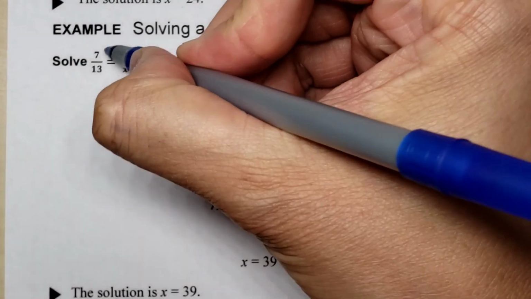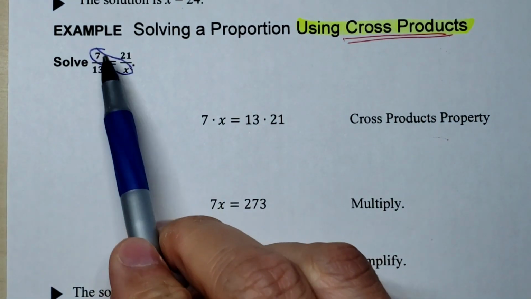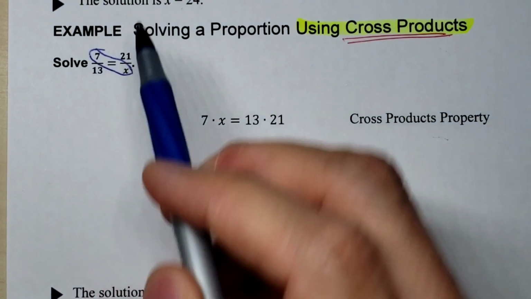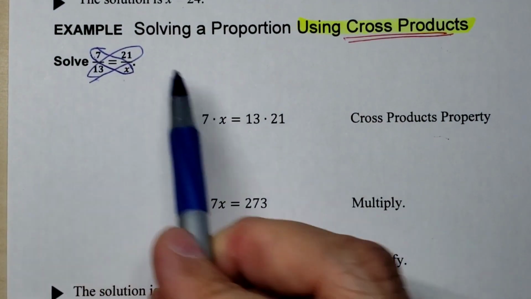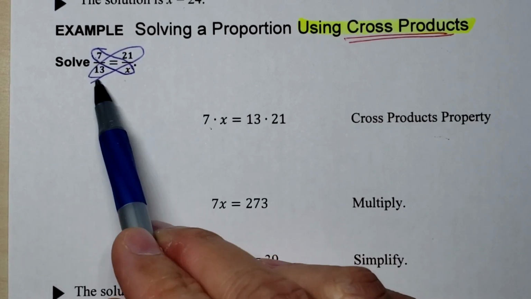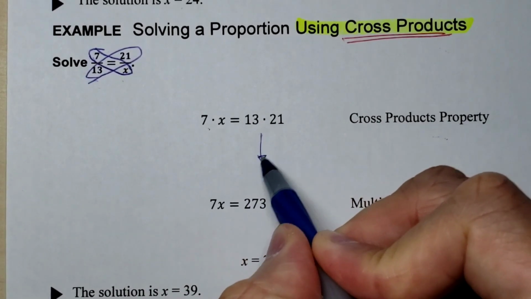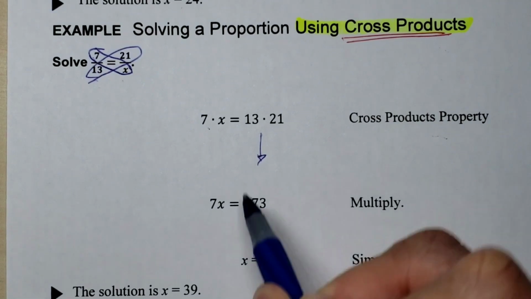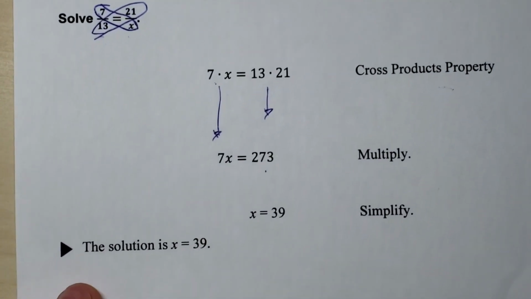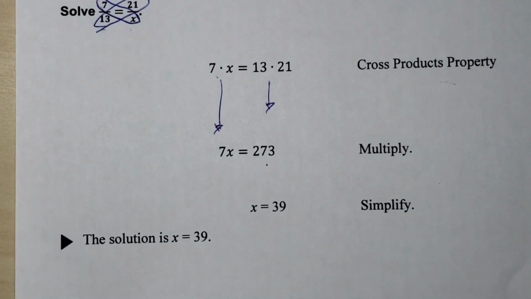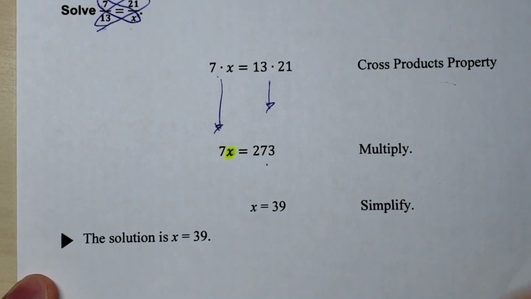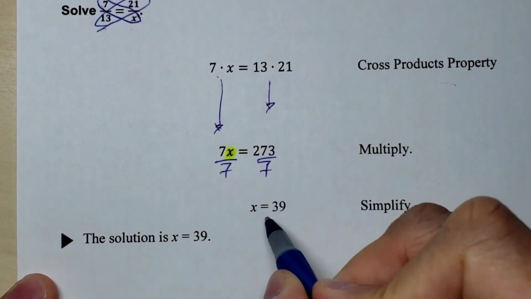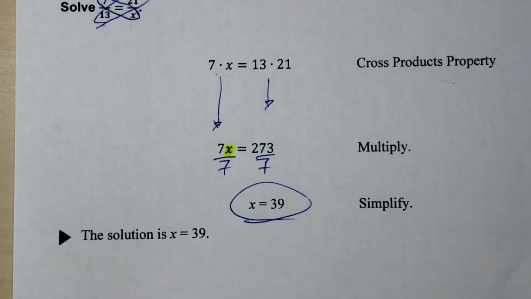Cross products is where we multiply the numerator opposite to its denominator, or the extremes, and we'll multiply the other ones as well. Now, we do 7 times x, is equal to 13 times 21. So this should simplify to 273. And 7 times x is 7x. Next, we need to isolate x. Solve for x, so isolate x. So we divide this by 7, we divide this by 7, and that gives us x is equal to 39. Remember, you need to review your one-step equations.